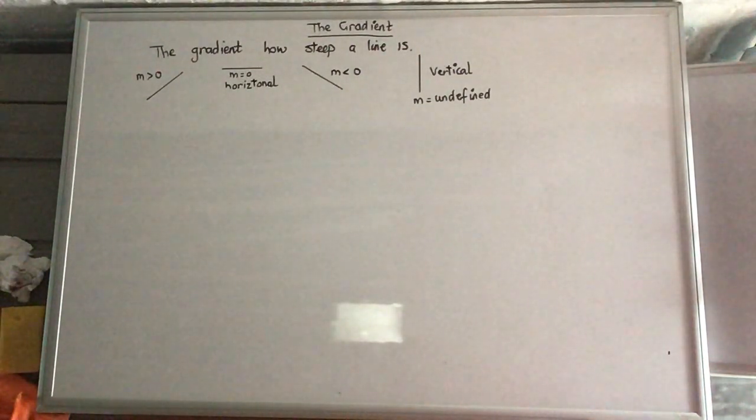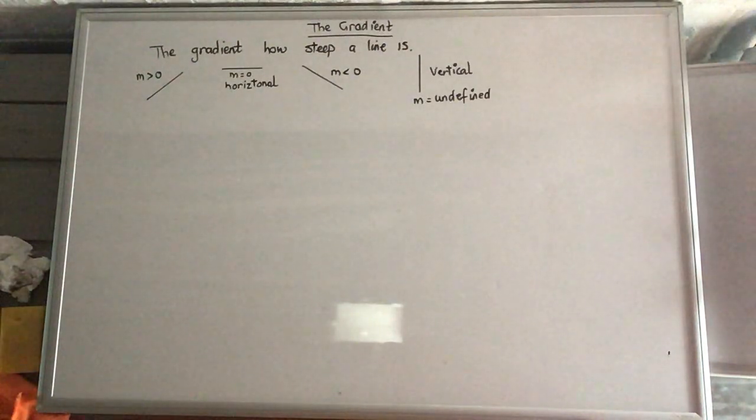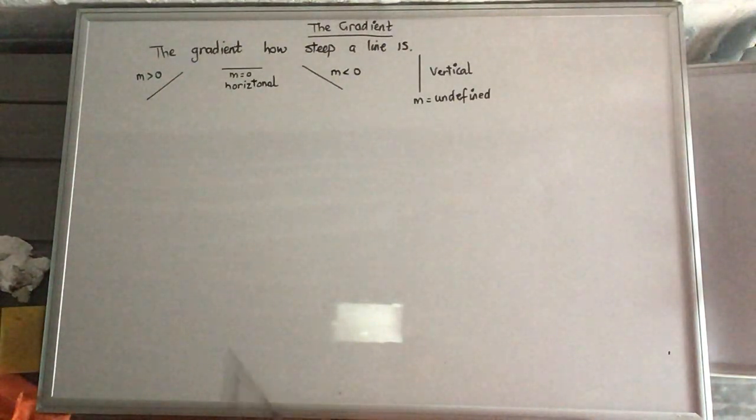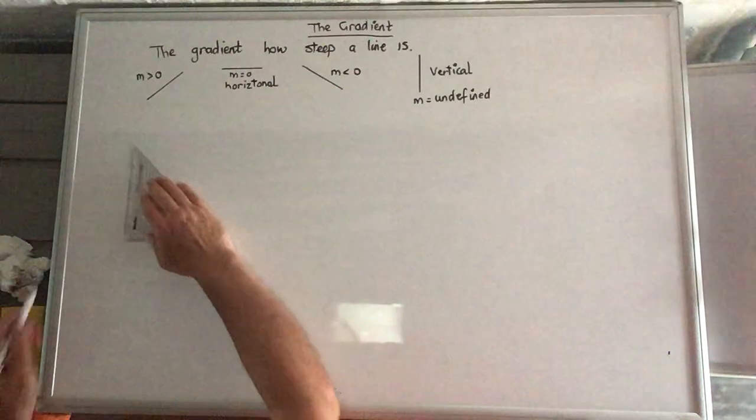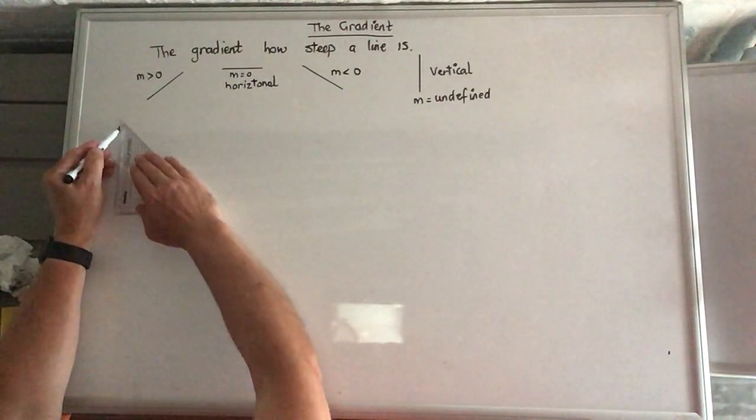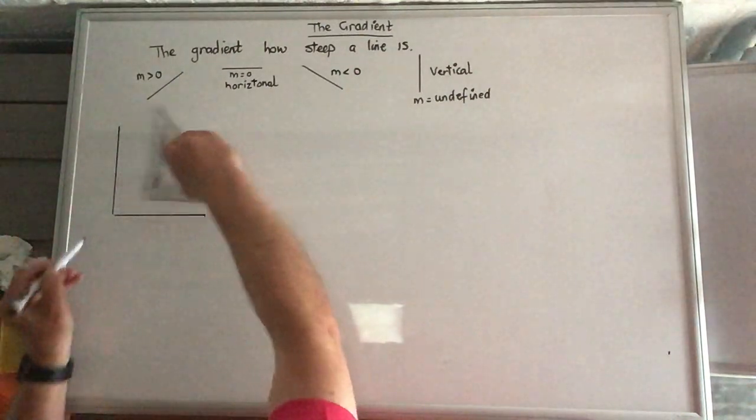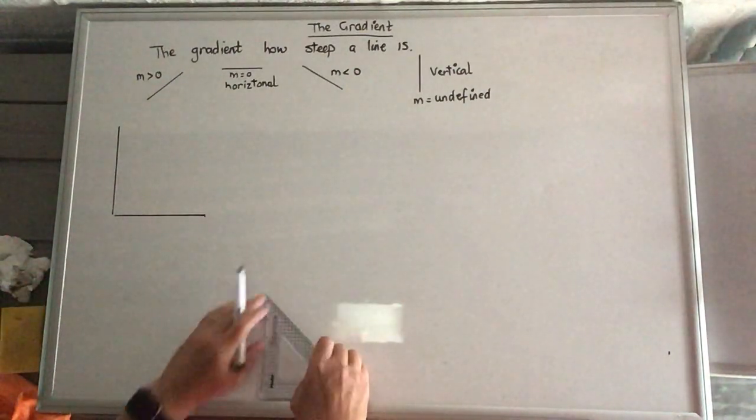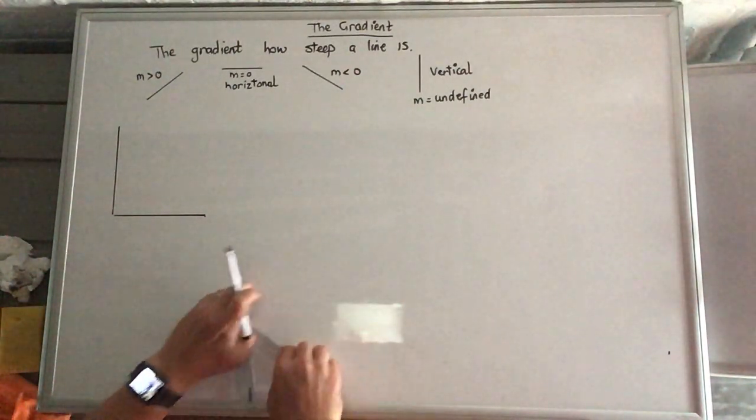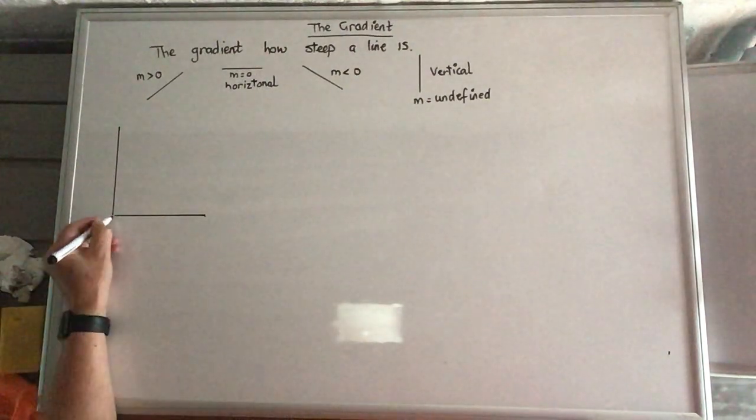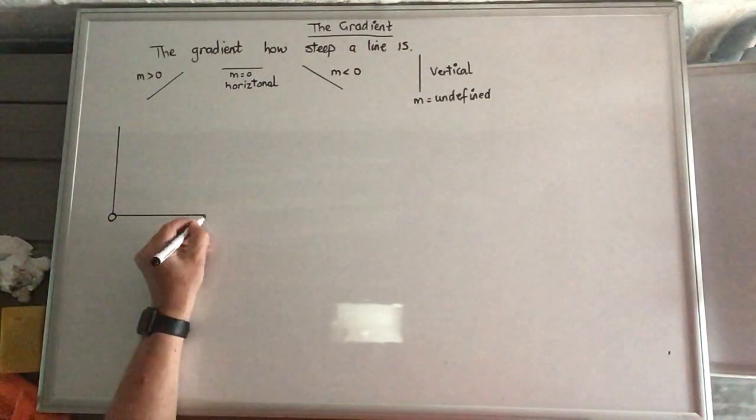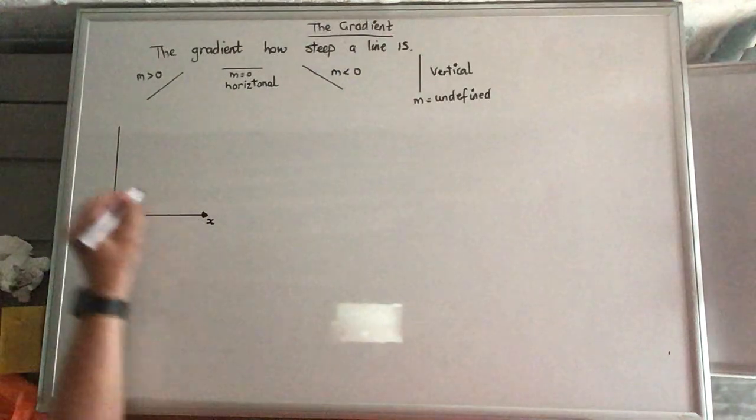Now, how do we calculate the gradient? Well, I'm going to show you that in a wee minute. So, I'm going to make up a coordinate grid. There we go. We have the origin. Then we'll have the x-axis. So here's the origin here, x-axis and the y-axis.